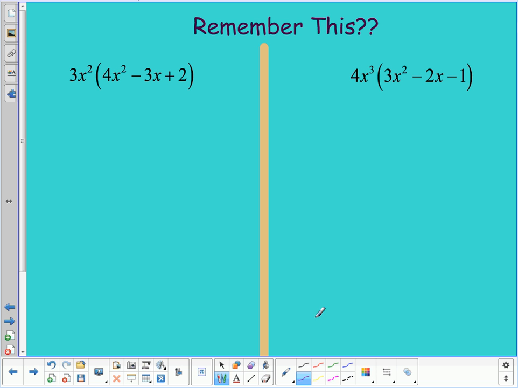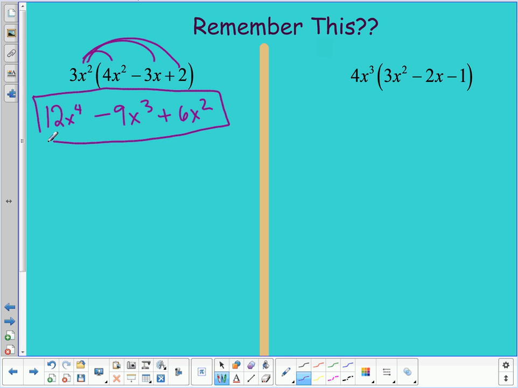And this is on multiplying a monomial by a polynomial. So when we multiplied a monomial on the outside of a polynomial, we distributed it in and multiplied it by all the terms. So we'd have 12x to the fourth minus 9x to the third plus 6x squared. And that would be our product of the monomial times the polynomial.